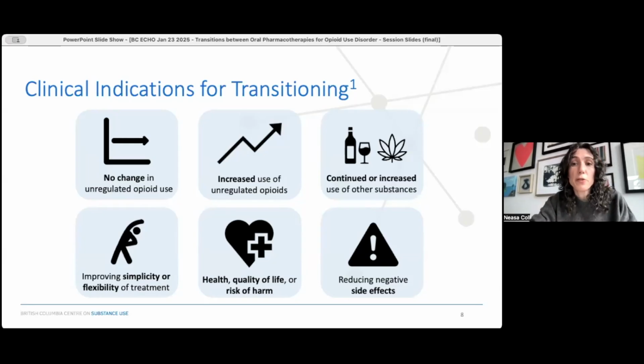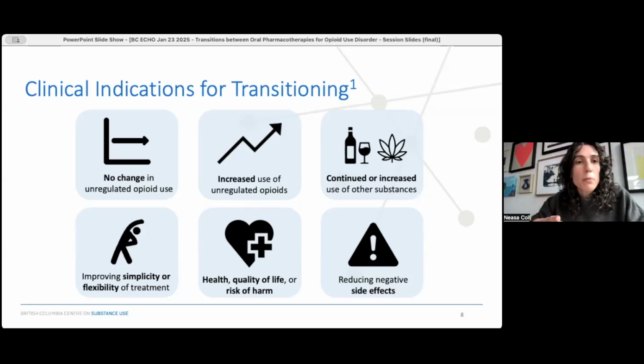There are many reasons or circumstances that might merit a discussion from the provider lens, including there's been no change from pre-treatment levels of unregulated opioid use, if that was one of the patient's goals in terms of starting OAT, or if there's been increased or reinitiated use of unregulated opioids to manage cravings or withdrawal while on their current OAT. Potentially if there's continued or increased use of other substances for cravings or withdrawal.